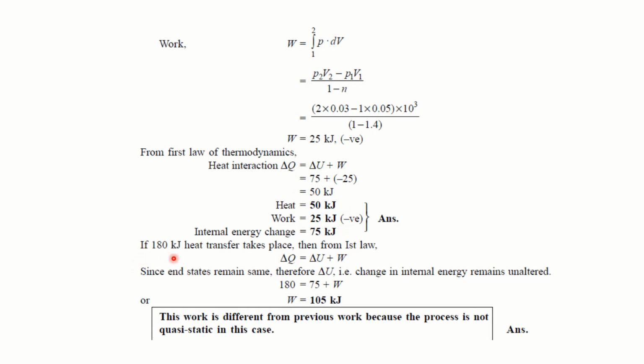Now the question is, if 180 kilojoule of heat is transferred, then from the first law again, delta Q is equal to delta U plus W. Delta Q is 180 and delta U is 75 kilojoule. Then W, if you find out, is 105 kilojoule. It is very different from this work. This is different from the previous work because the process is not quasi-static in this case.